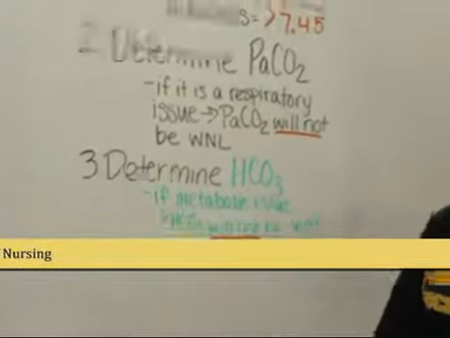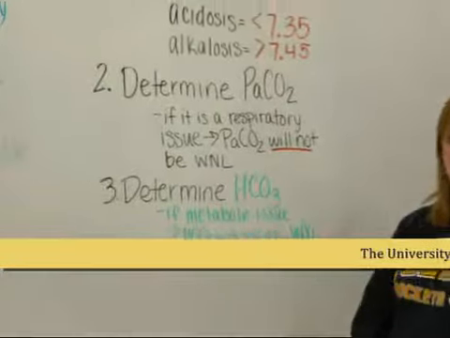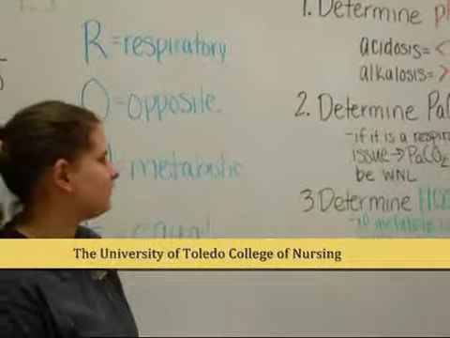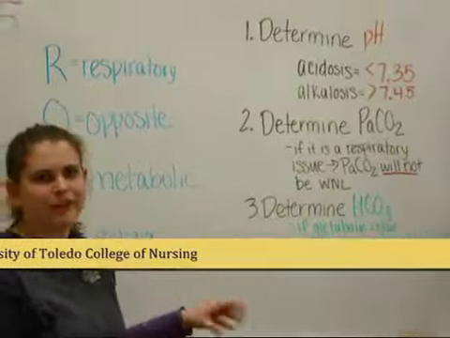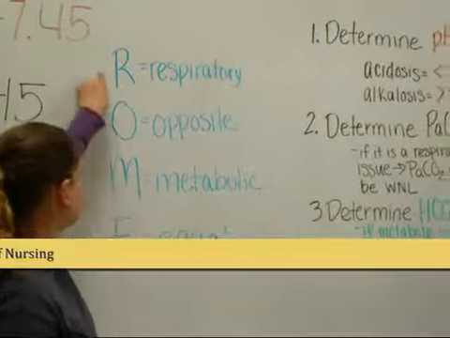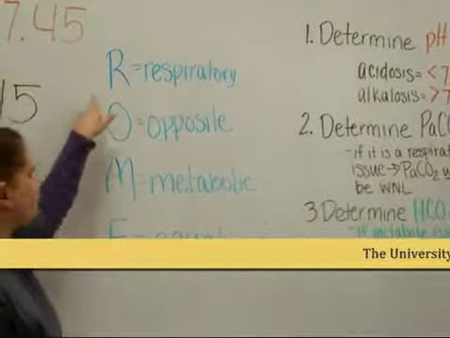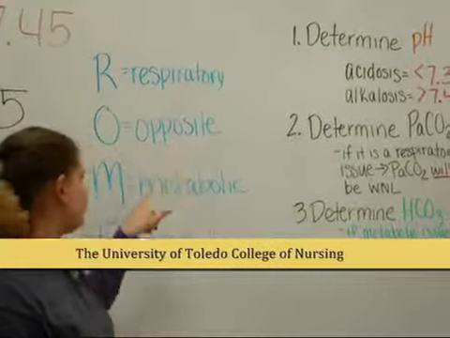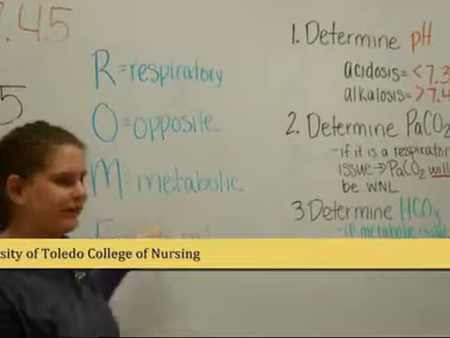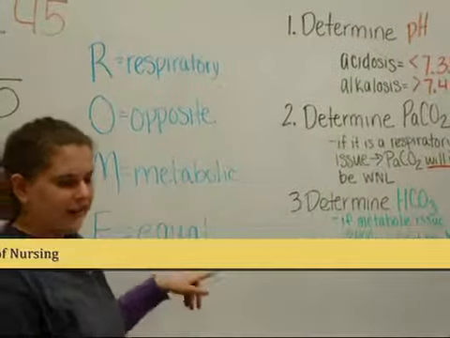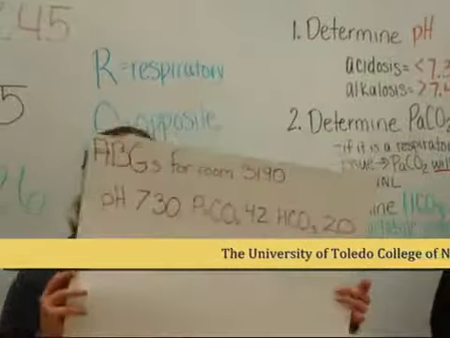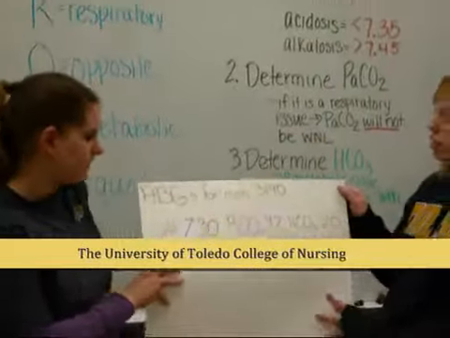Next we're going to demonstrate how to read ABGs. Another way to remember if it's respiratory or metabolic is looking at ROME. The R stands for respiratory, where the arrows will be opposite. And if it's metabolic, the arrows will be equal. For an example of that, so you understand what I'm talking about, we're going to practice an ABG.